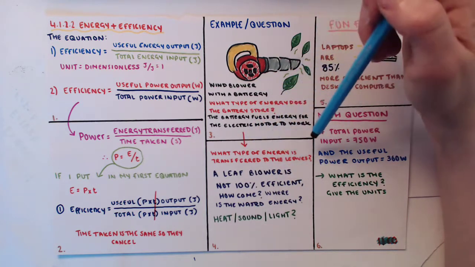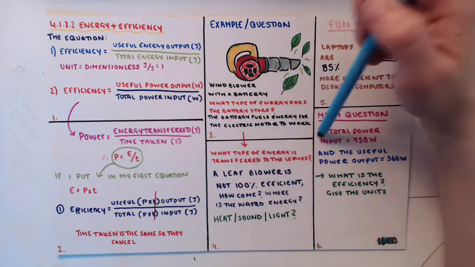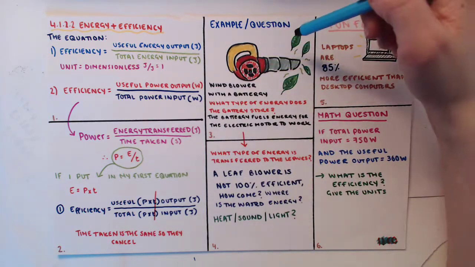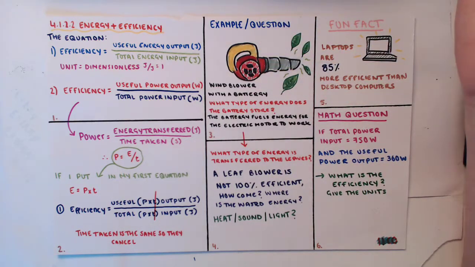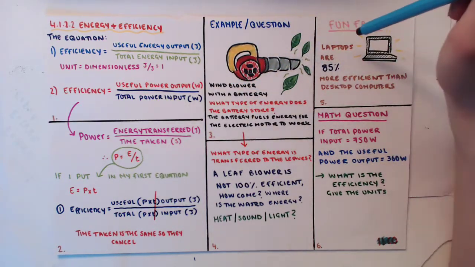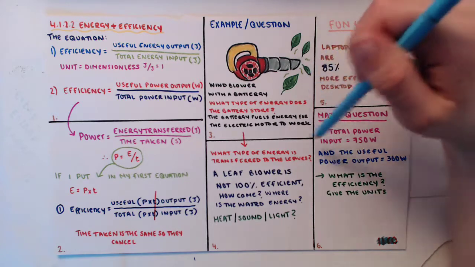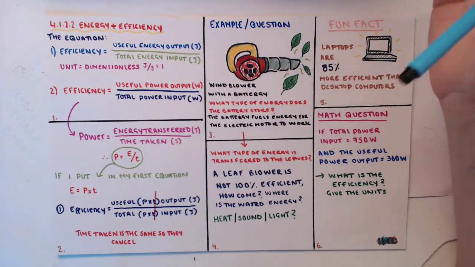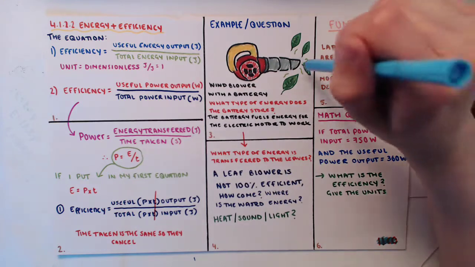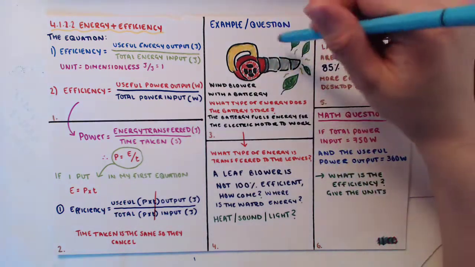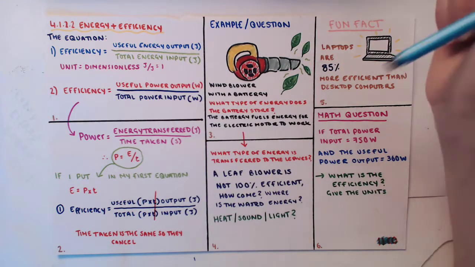What type of energy is transferred to the leaves? You have your battery, which fuels energy to make the electric motor work. So you go from chemical to electric and then to something which makes the leaves move around. Now remember, it's movement energy. That's right, it is kinetic energy. So you have leaves moving around due to kinetic energy.